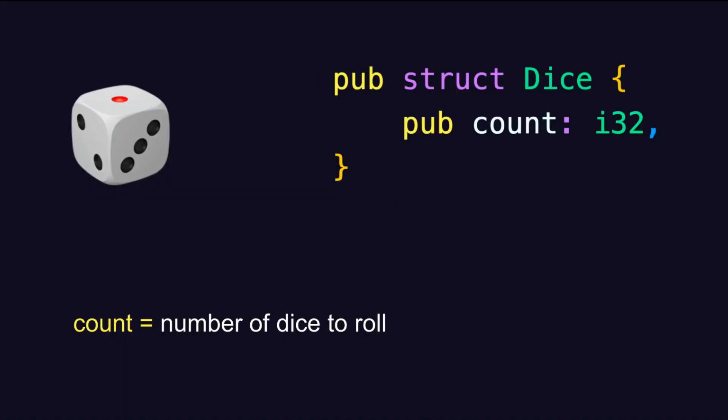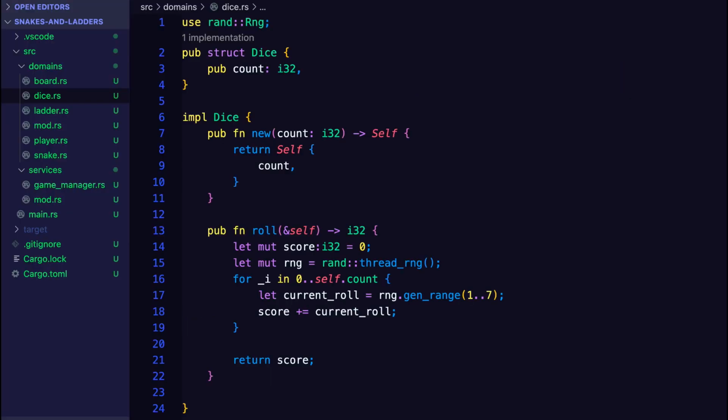The requirements mentioned that we can have any number of dice. We define this number in the count field. In the roll method, we generate a random number between 1 and 6 for each of the die and add them up. The 1 to 7 signifies that we generate a number greater than or equal to 1 but less than 7.